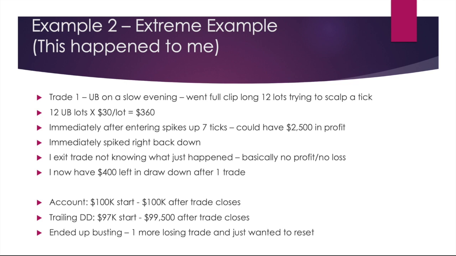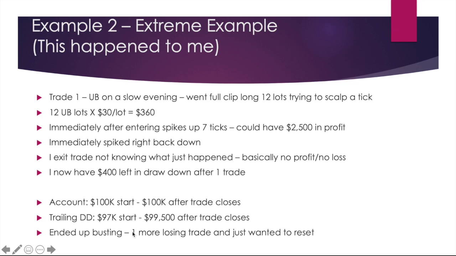I was like, I cannot believe this. I've been in this account for less than half an hour, and I'm already at a huge disadvantage. So the numbers here count: 100k start, 100k end, pretty much. I can't remember the exact number, but I was pretty much just back where I started, except now my trailing drawdown, which was 97, was now 99,500. So I basically have a $500 buffer left.